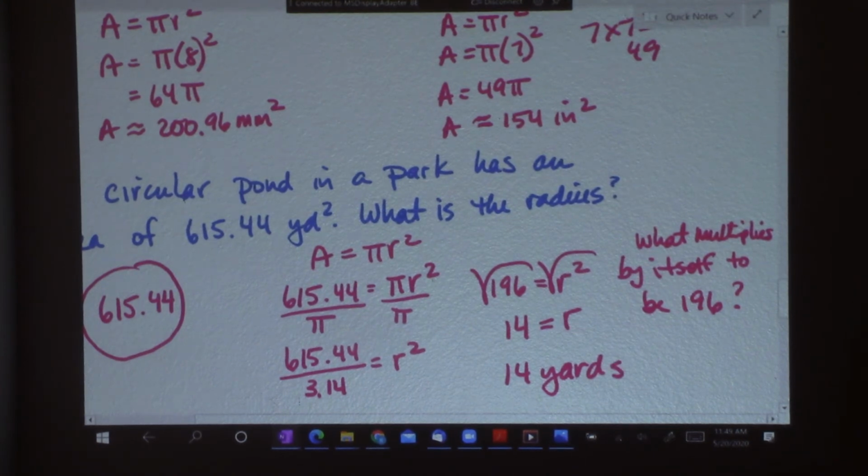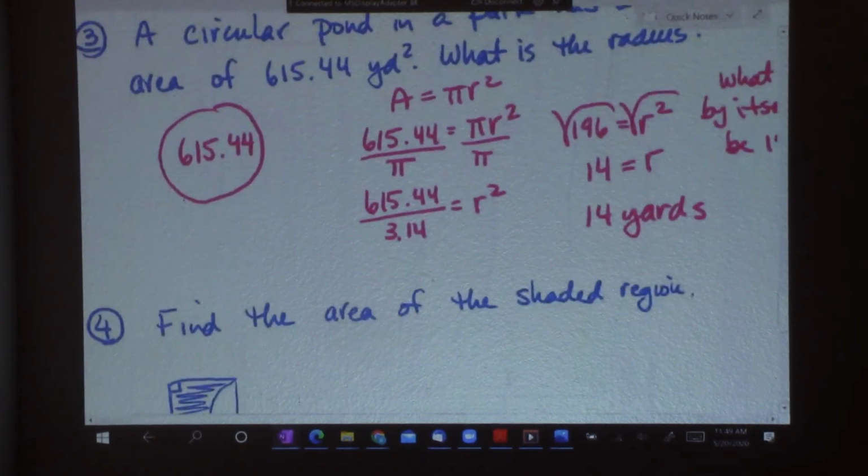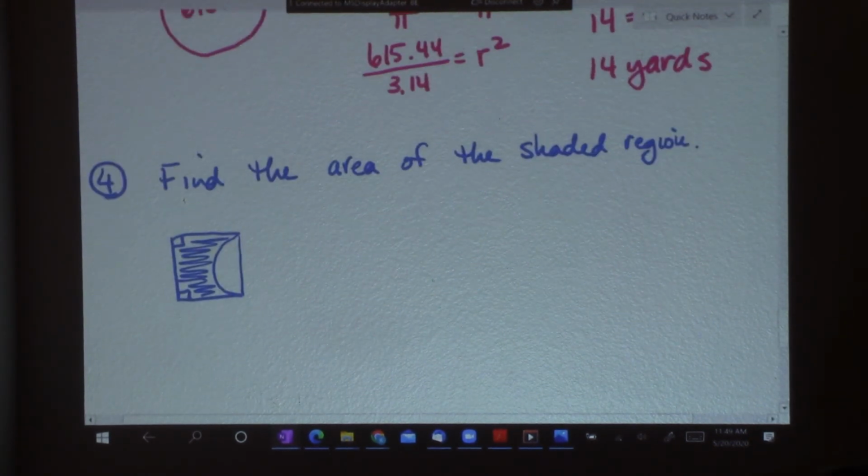Okay, we're going to do one more. Find the area of the shaded region. Now it's going to get a little bit more complicated. We're going to combine what we've learned in the previous lessons to figure this out. You see the shaded region is this funny shape here.